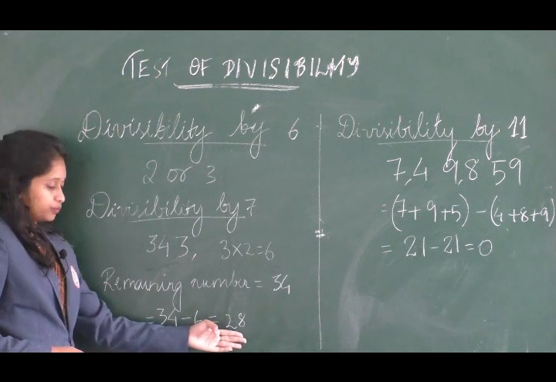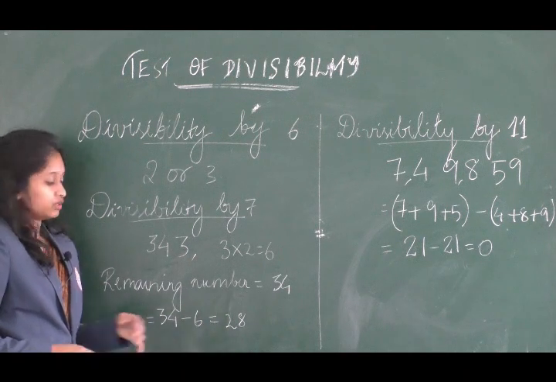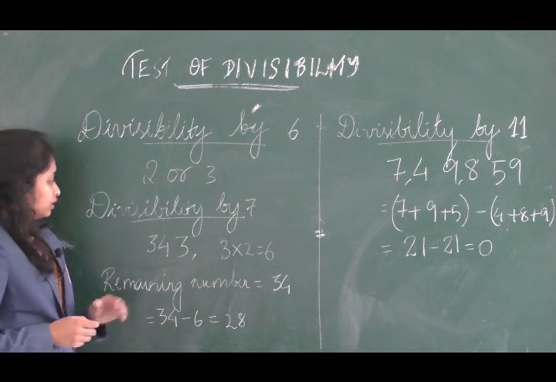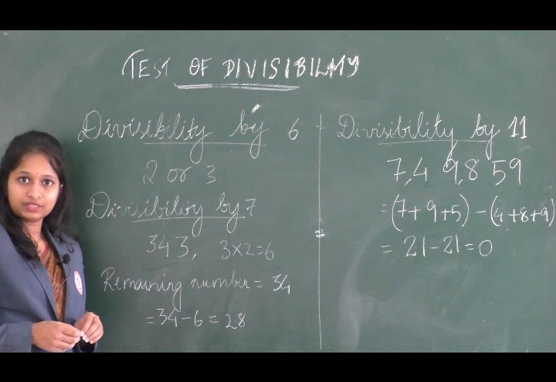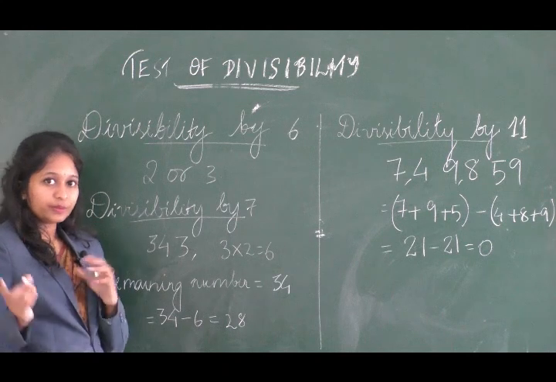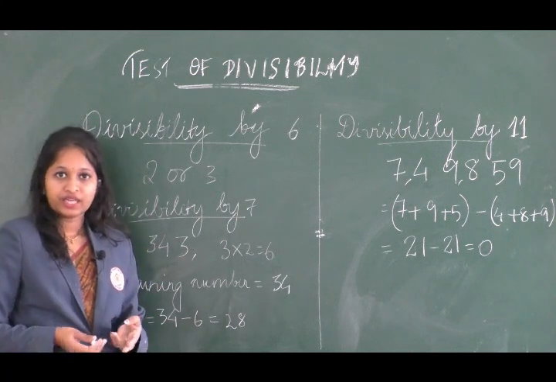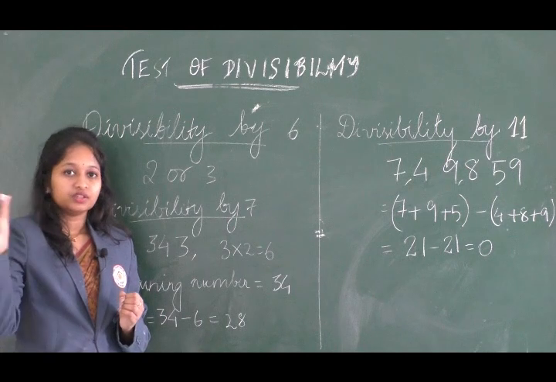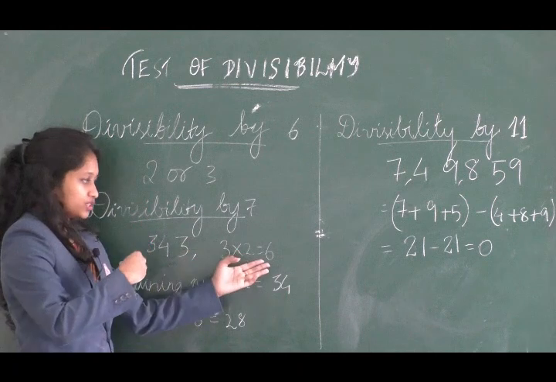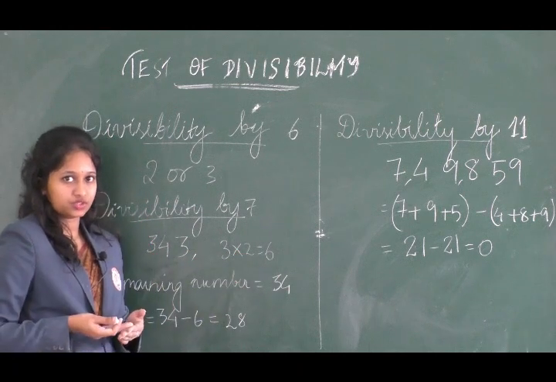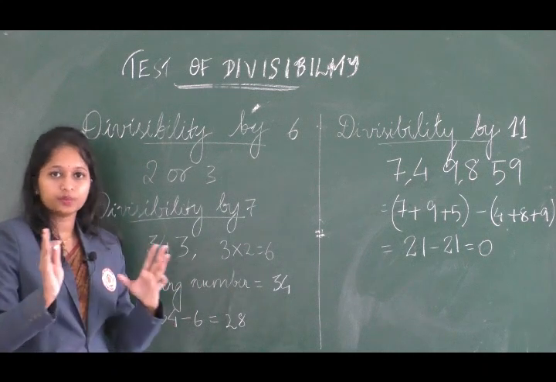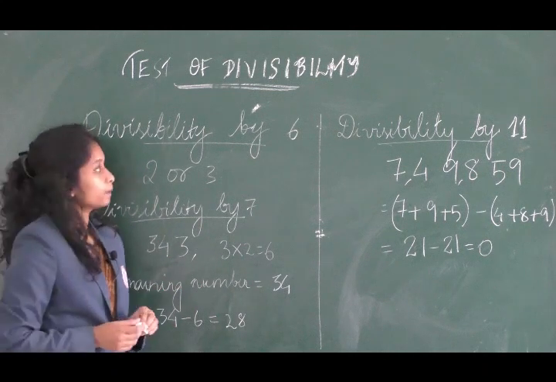The result you get should be divisible by 7. Then the number is divisible by 7. You can check with other examples also. Take a number, multiply the last digit by 2, and subtract that answer from the remaining digits. If the answer is divisible by 7, then the whole number is divisible by 7.